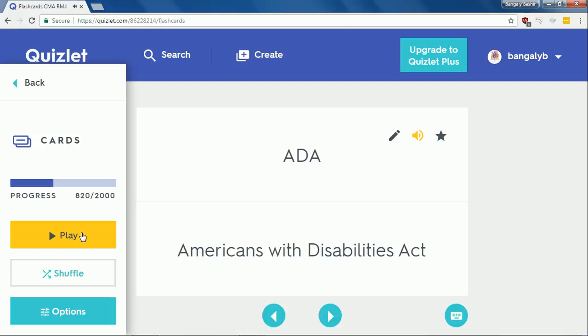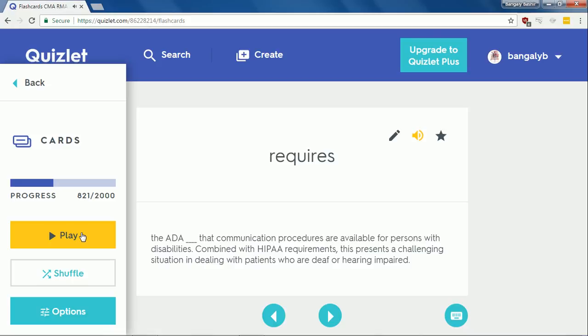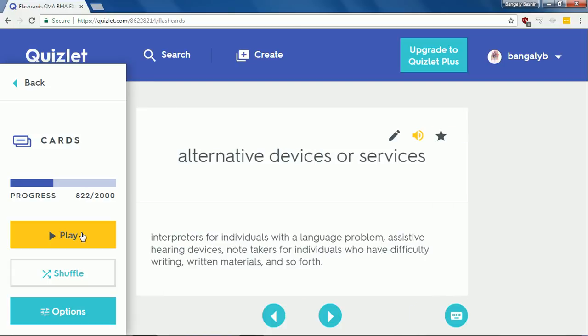ADA, Americans with Disabilities Act, requires that communication procedures are available for persons with disabilities. Combined with HIPAA requirements, this presents a challenging situation in dealing with patients who are deaf or hearing impaired. Alternative devices or services: interpreters for individuals with a language problem, assistive hearing devices, note takers for individuals who have difficulty writing written materials, and so forth.